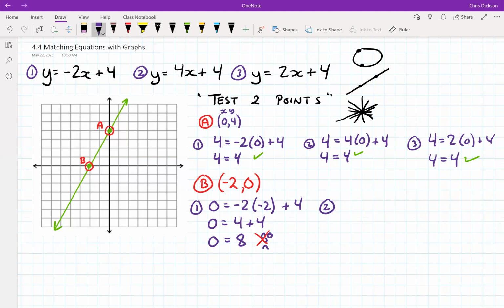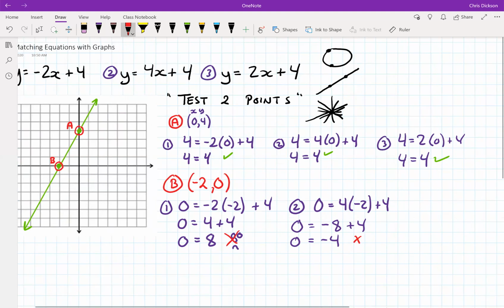So I'm going to make a y value of 0 again. I'm going to plug in 4 times -2 plus 4. And so I know that's 0 equals -8 plus 4, and 0 equals -4. Once again, that would be incorrect. So that point B cannot be on equation number 2. So let's try our last equation.